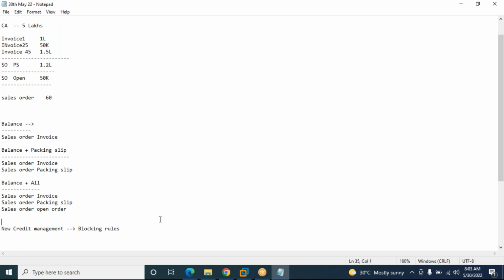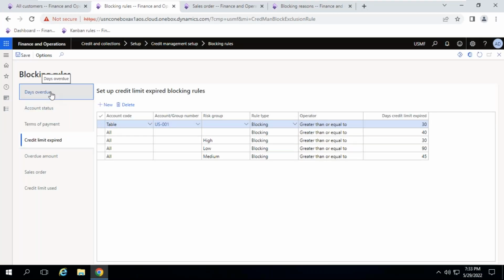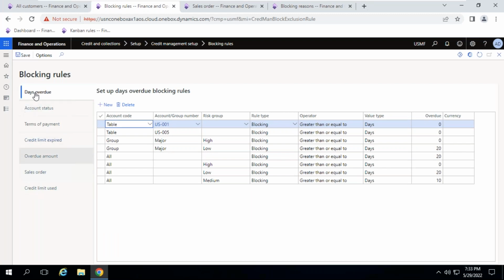We'll continue. Any quick questions, team? Sir, this credit limit, expiry date, days overdue, these are all the parameters for blocking rules, right? Yes, yes. Whichever blocking rules you want, you can use. I will give you a detailed explanation tomorrow. Already I have shown. Okay, sir.